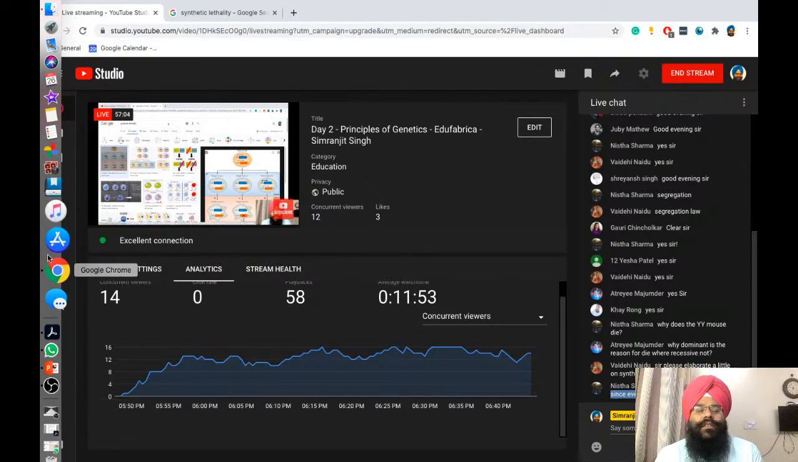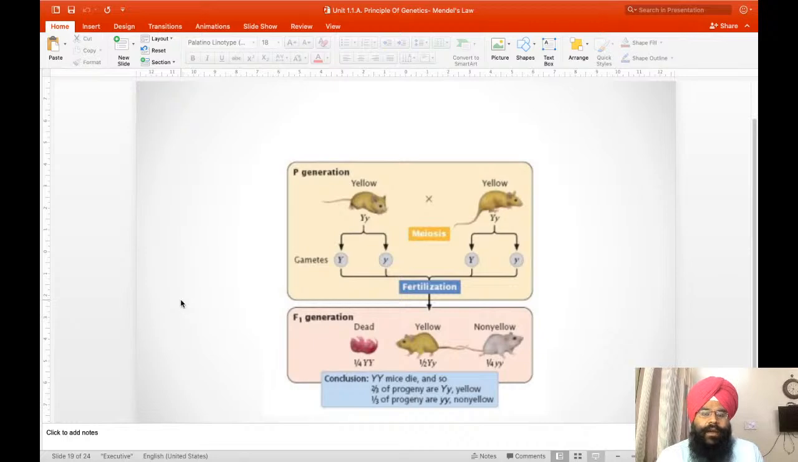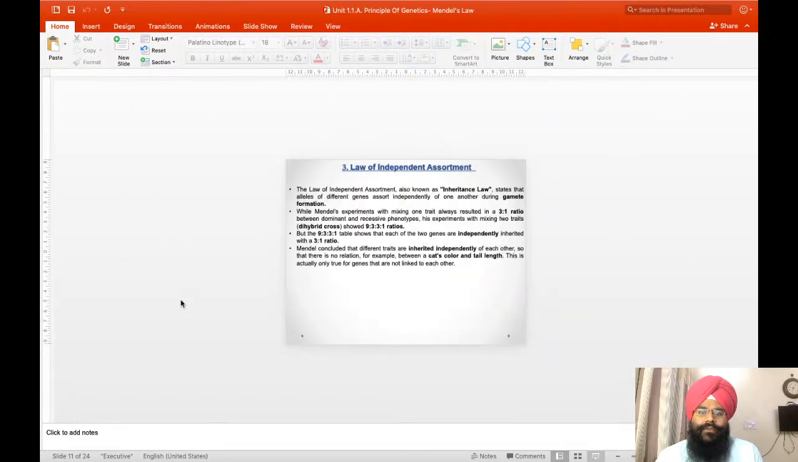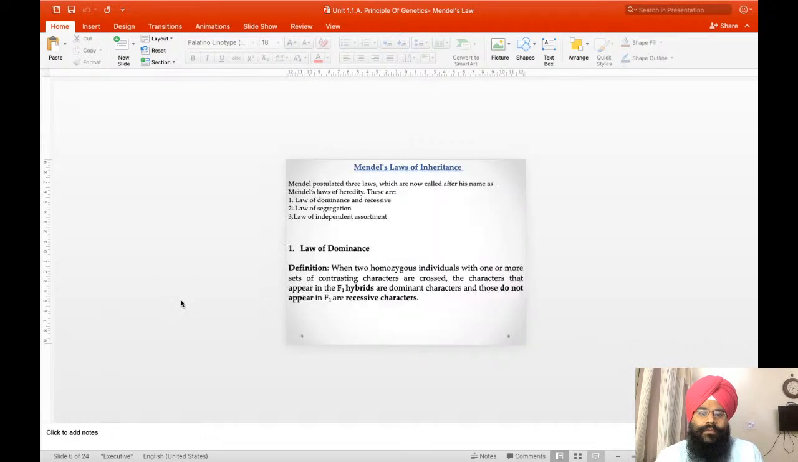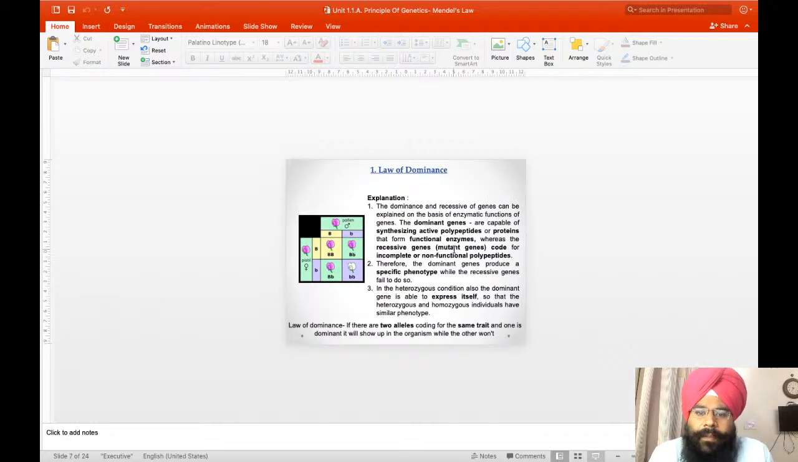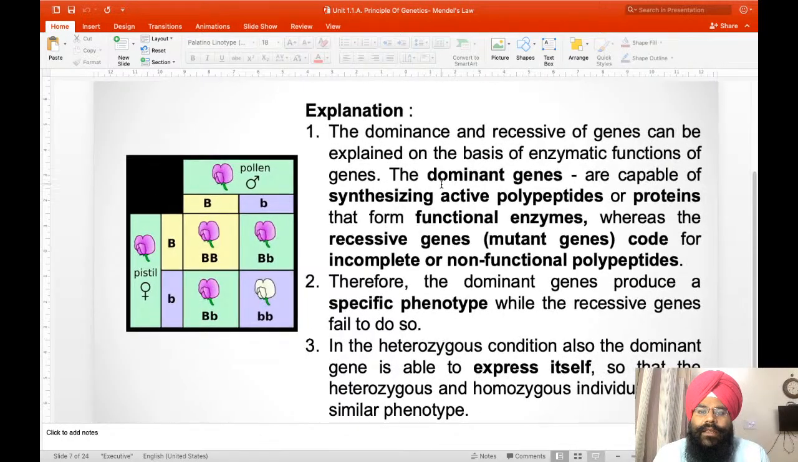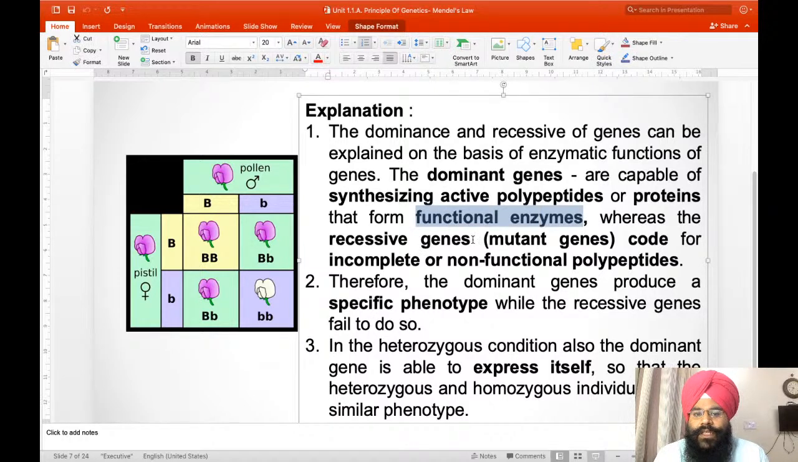And also I discussed at the start of this lecture how the expression is governed. It's the active polypeptides. In that case, the active polypeptides are producing the functional enzymes, whereas the recessive genes are producing incomplete, non-functional polypeptides. So in that case, capital Y, we were seeing some functional enzymes being produced, which is leading to the death of the organisms, whereas the small y doesn't produce any lethal genes and lets the mouse survive.